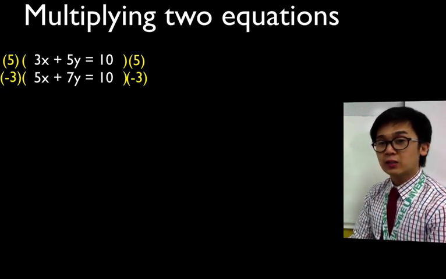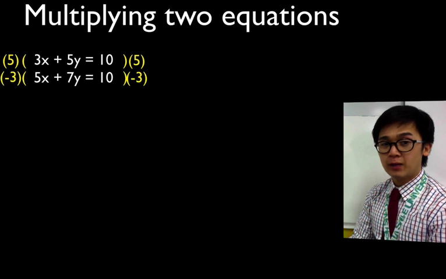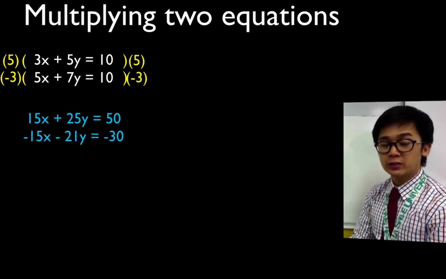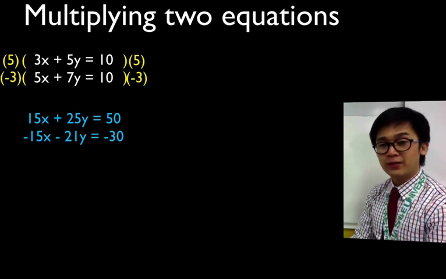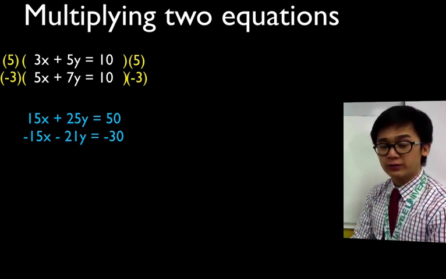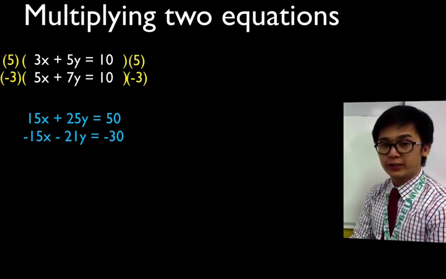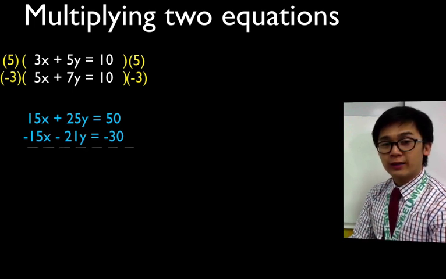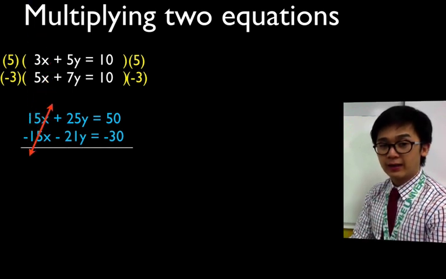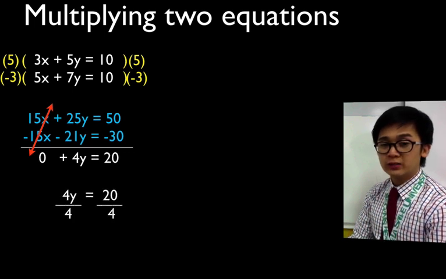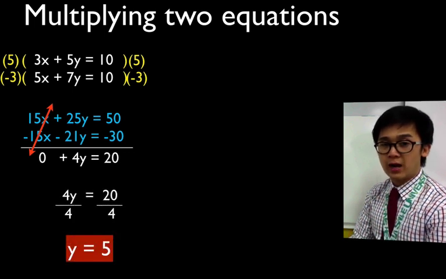So when you change your linear system by multiplying constant to line 1 and line 2, your new system of linear equations will give you 15x plus 25y equal to 50 and negative 15x minus 21y equal to negative 30. And just like what we did on our previous example, we can now eliminate the variable x, leaving us with 4y equal to 20, which will give us y is equal to 5.